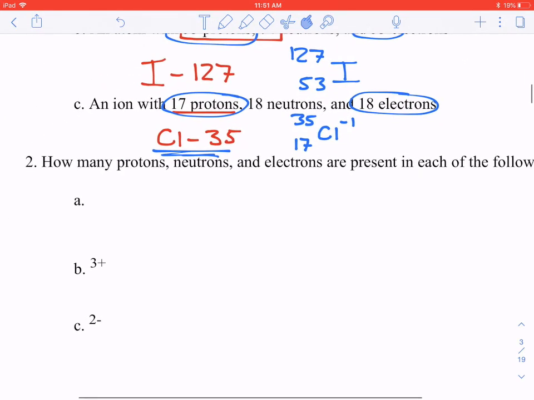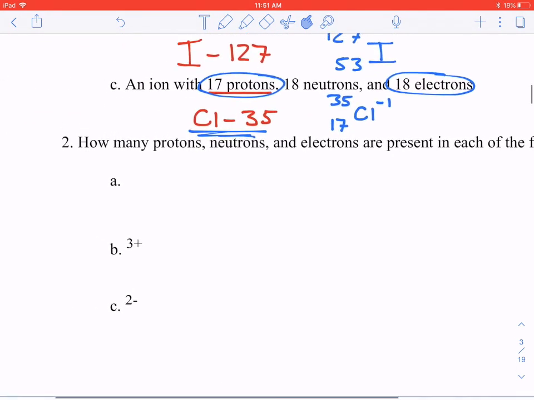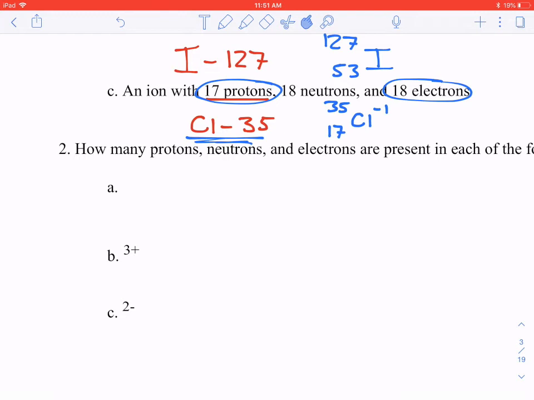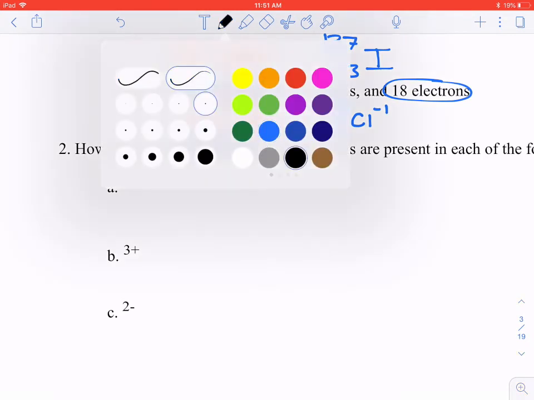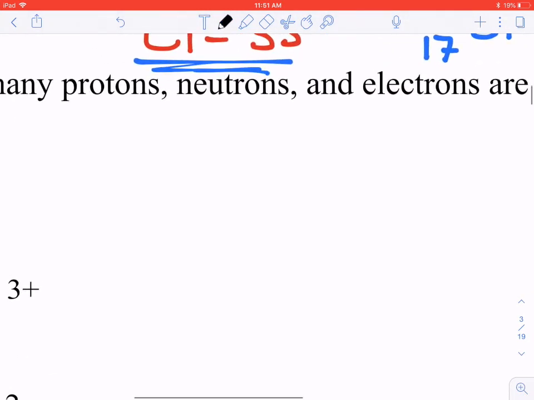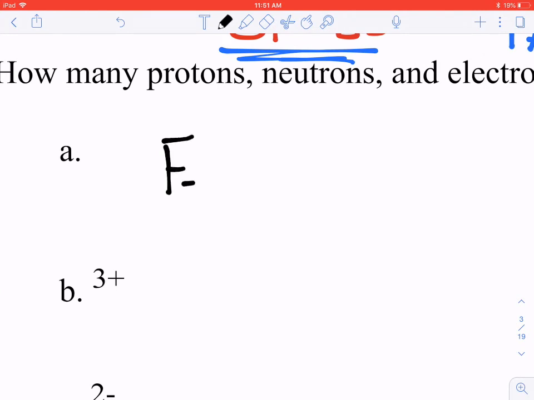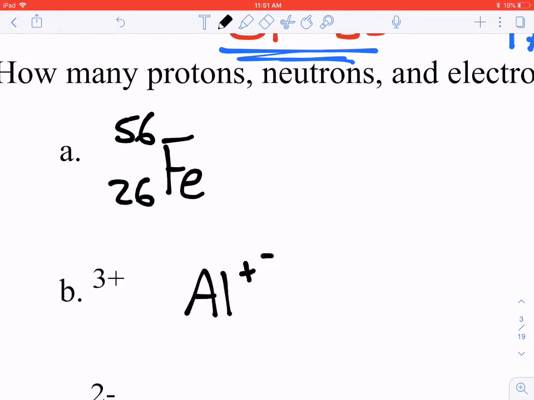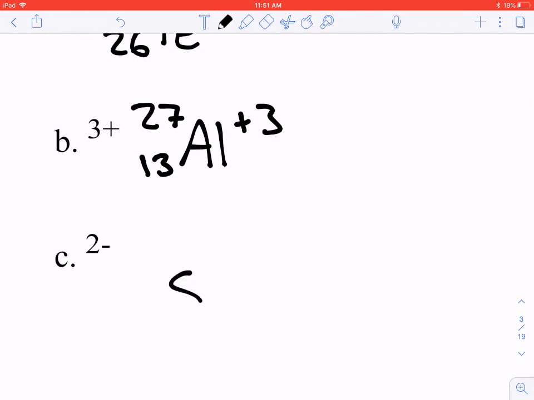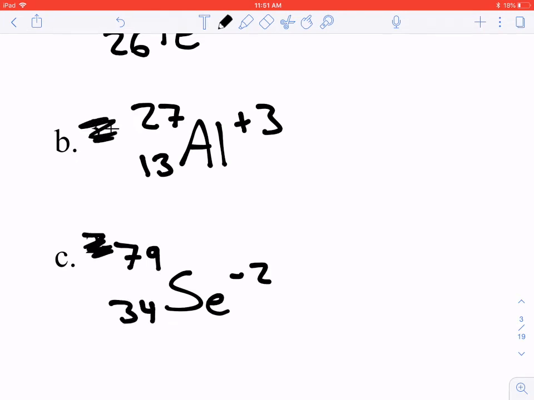Let's talk about how many protons, neutrons, and electrons are present in each of the following. My copy is a little bit bad here, but yours is good. So let me just write these in for us. On your paper, you should have these. We should have Fe with 56 as the mass number and 26 as the atomic number. We should have Al, which is aluminum with a +3 charge, 27 and 13. And then letter C is going to be selenium, Se, with a -2 charge. We've got 79 up here. We've got 34 down here, and we can just fix my copying like so.